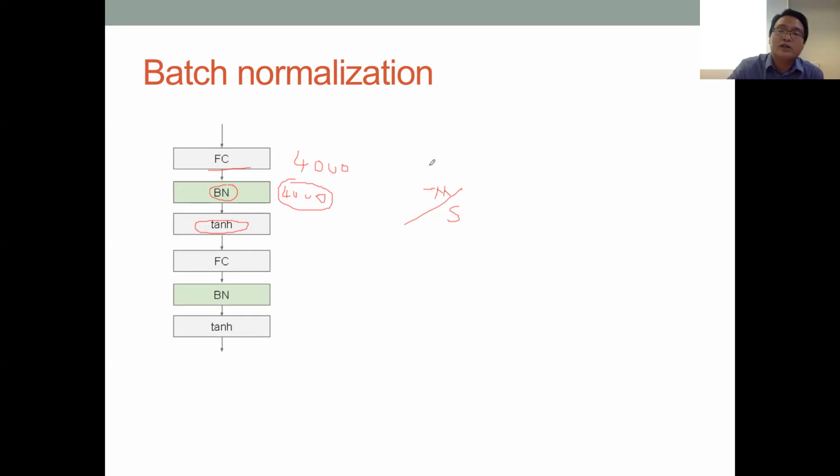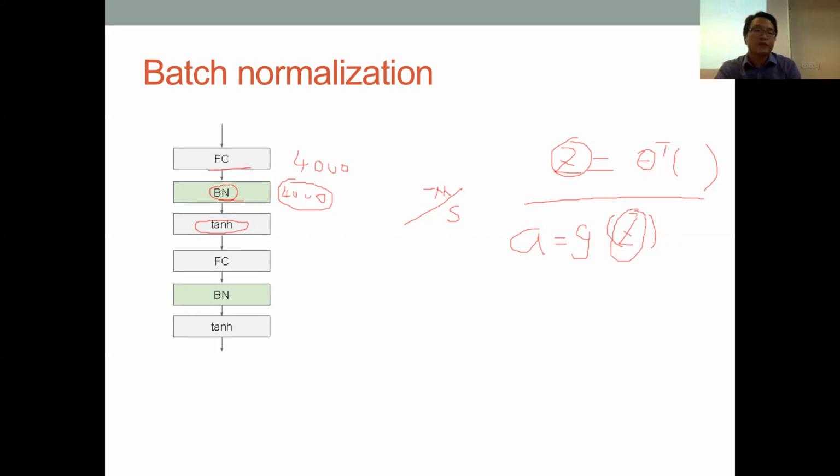Remember, for each layer you have a z, which is the linear combination of the weights and the input. Then for z, you have the sigma function, and you get a. So where do you put the normalization? Somewhere between them. Once you get z, you do the batch normalization, and after that, you feed them into the sigma function. The same thing again: you have another fully connected layer, then batch normalization, then the tanh layer.